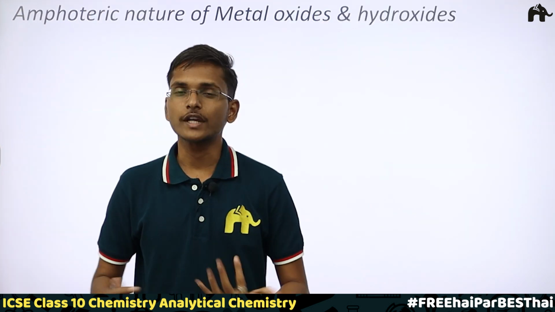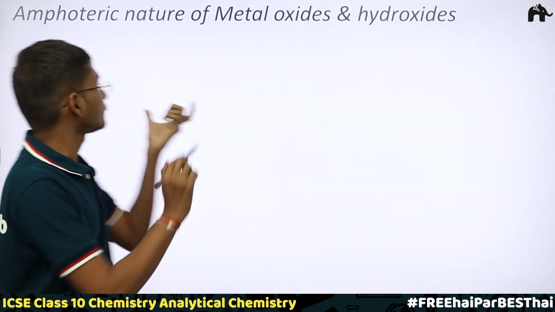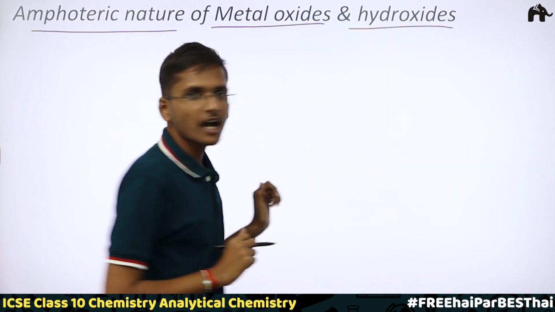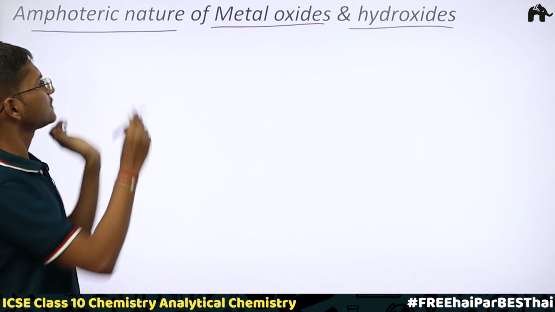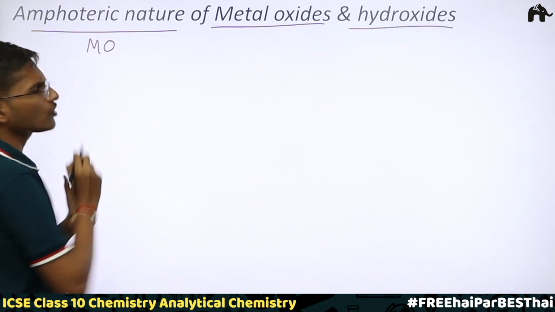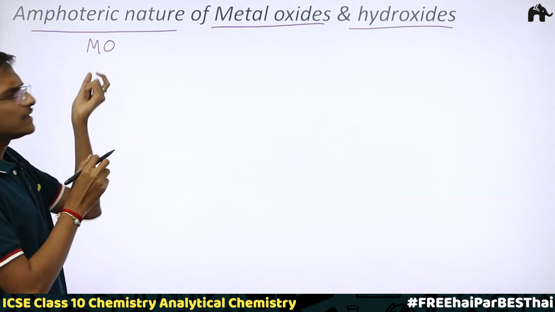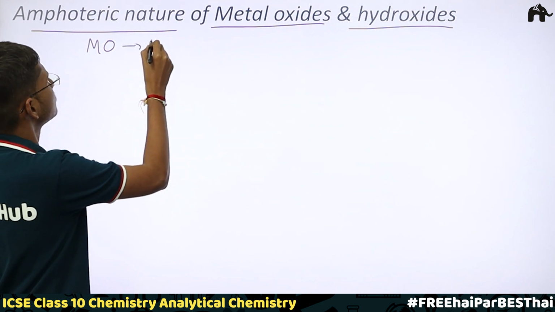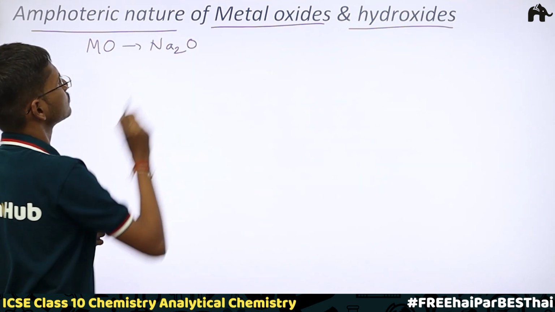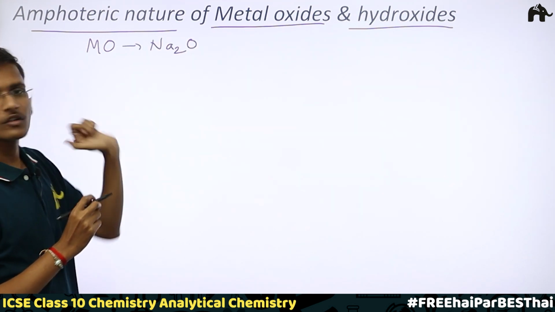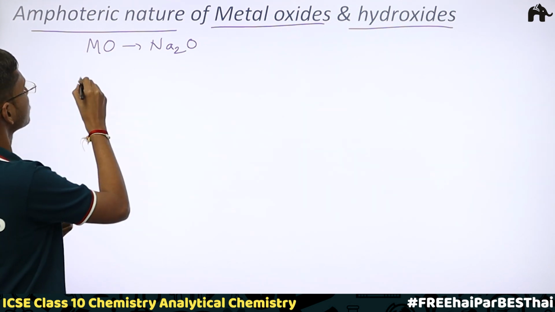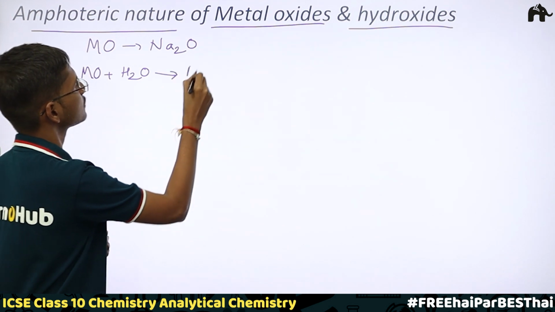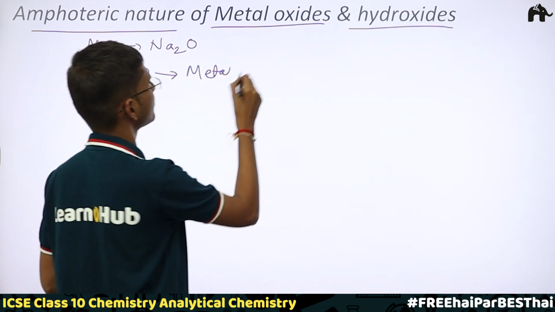Okay, now let's move on to the next topic, amphoteric nature of metal oxides and metal hydroxides. So first let's start with the metal oxides. Now what are these metal oxides? These are just the compounds having metal atom and oxygen atom, right? For example, Na2O, sodium oxide, metal oxide, right? And these metal oxides, when they are treated with water, they form metal hydroxides.